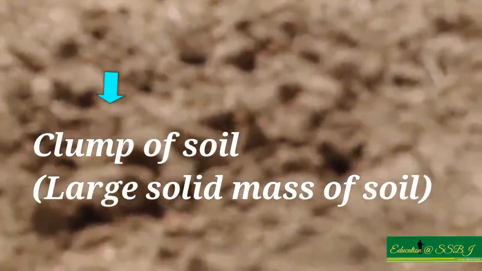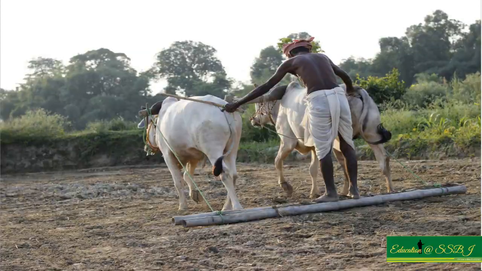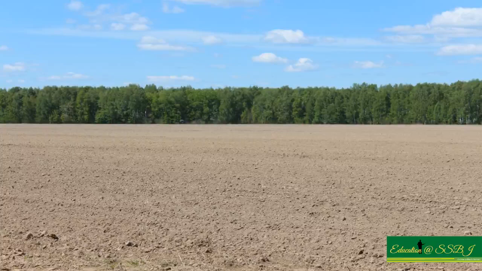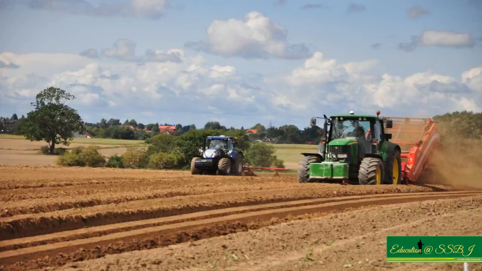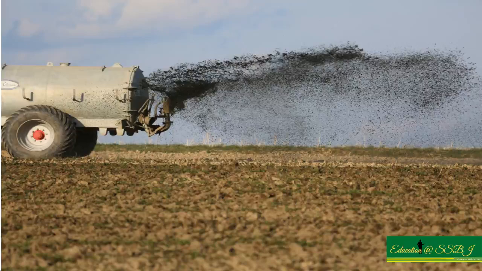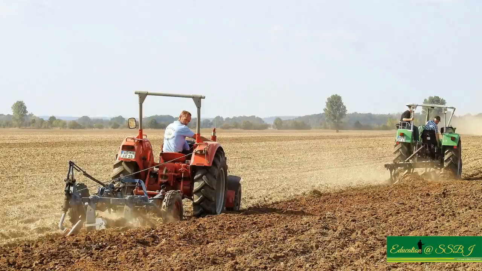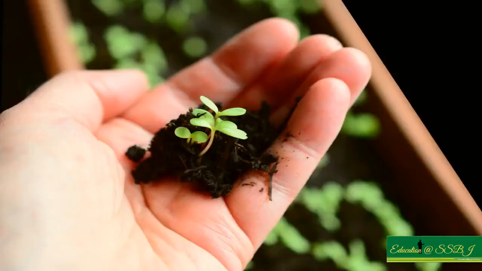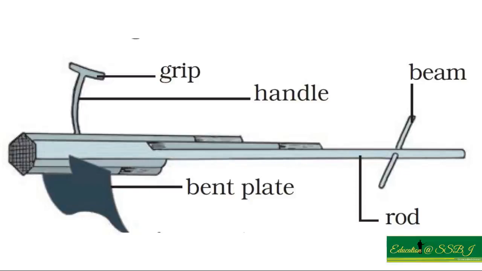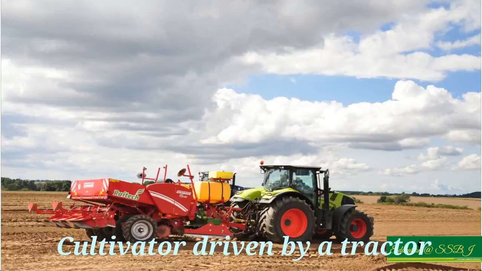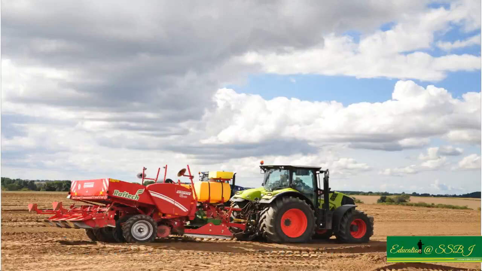And after breaking these clumps, then we need to level them. Leveling of soil is done with the help of leveler. And during the leveling of soil, sometimes manure or fertilizers are added. And before sowing, we have to ensure that the soil has moisture. The other tools are hoe and cultivators. There are many other tools. These are important tools which we are studying here.